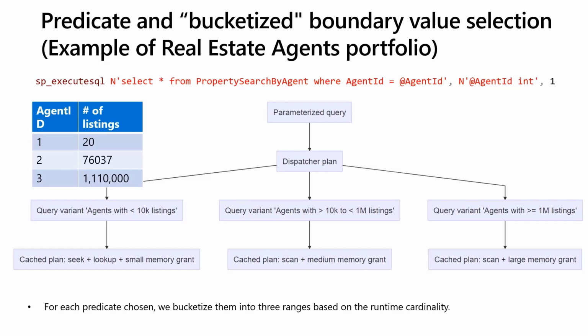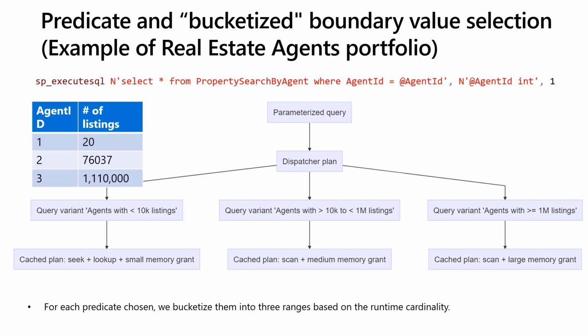So PSP would look at this and say, hey, this looks like something I can actually work with. What I will do is I will bucketize my query variants based on this data distribution. So I'll create 3 buckets. I'll create a small bucket, a medium bucket, and a large bucket. Small bucket will consist of, in this case, any agents with less than 10,000 listings, right? And that will help us in this particular example where we're looking for agents where agent ID is 1, that's the value that's passed in.